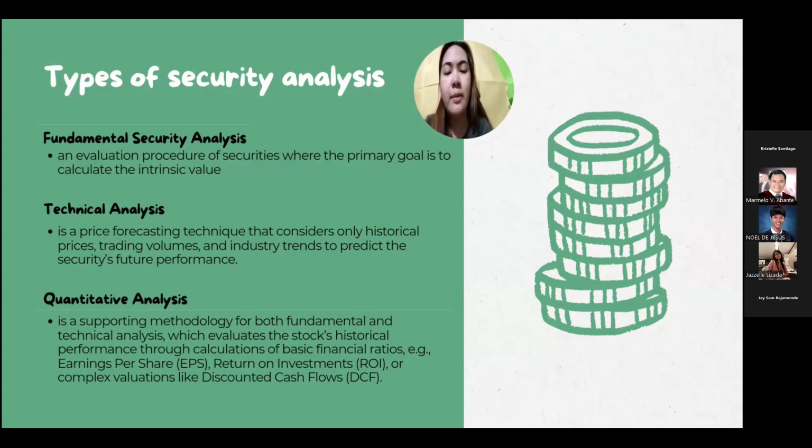Then, yung goal kasi nitong fundamental security analysis is para ma-determine if yung security, like yung mga stocks and bonds, is overvalued or undervalued relative din sa current price nila para maka-help din sa investor to make an informed decision when buying or selling. Next is the technical analysis.